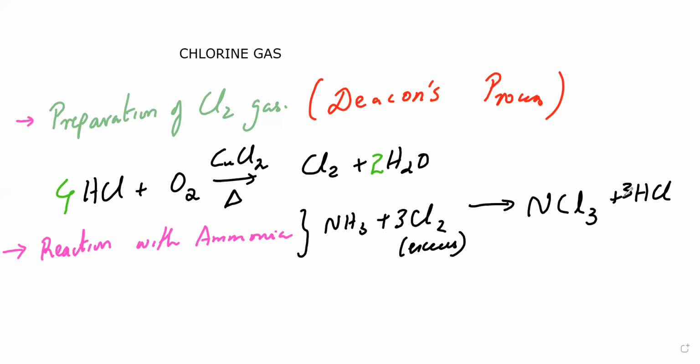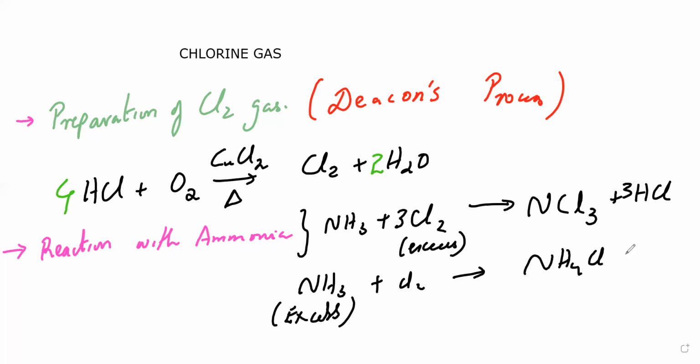So what happens if it is excess of ammonia? I'll put excess ammonia and chlorine. I'll be getting ammonium chloride, NH4Cl, and nitrogen. Again, if I want to balance it, I'll put 3 here and I'll put 6. That's all. So these are the 2 important reactions of chlorine with ammonia.